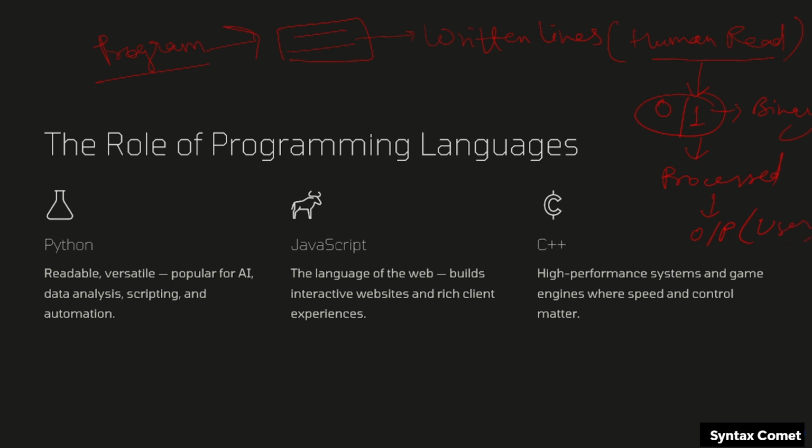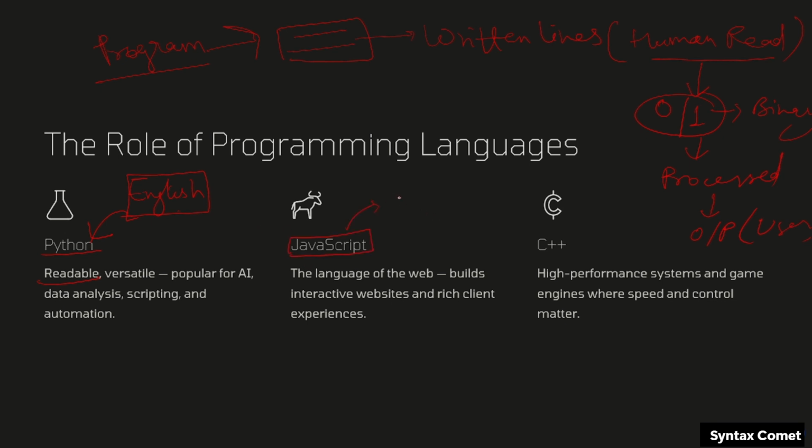Some of the major programming languages, whether Python, JavaScript, or C++, play a vital role. For example, Python is very versatile and popular in the fields of AI, machine learning, data analysis, scripting, and automation. Python is quite popular because of its easy and readable format. It is much friendlier to humans, close to English. How we talk in English, we write in English. It is quite easy to learn Python if you know the English language, right?